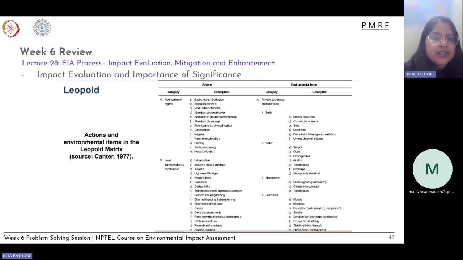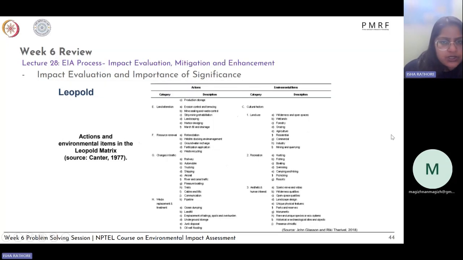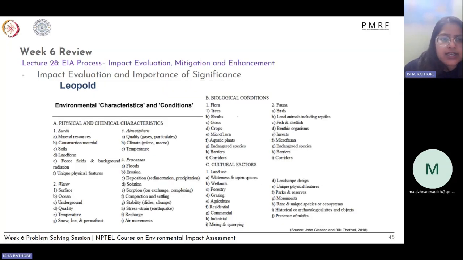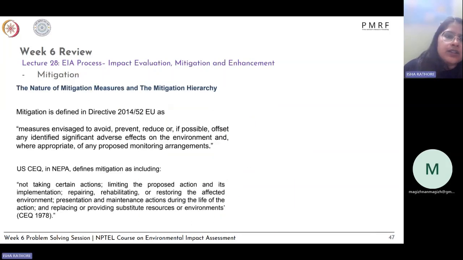Then we also looked at the Leopold matrix, which came out in 1977. So we have the different categories which are identified and the different descriptions and actions which can be undertaken under them. So we will not go through this, but this was also discussed in lecture 28. Then we also looked at mitigation in this lecture.